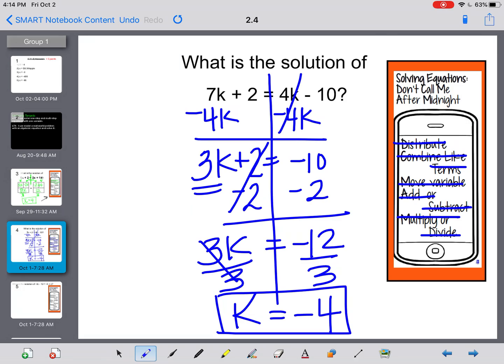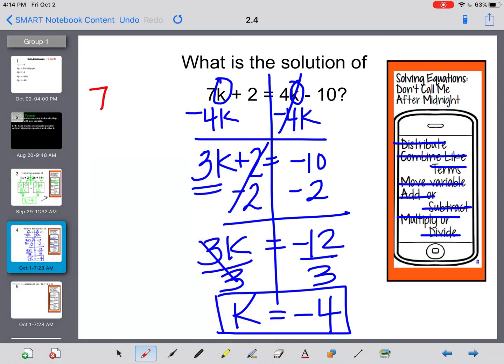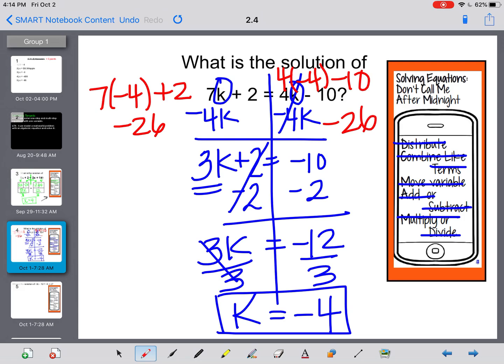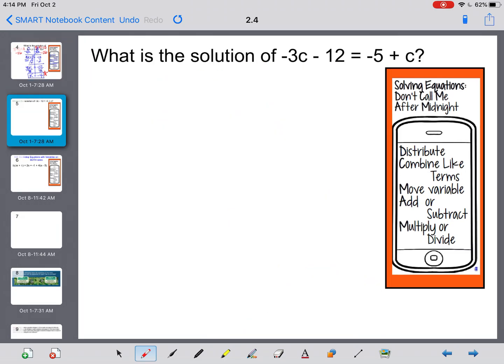Now again, just like all of the other sections in this chapter, it's a really good idea to double check to make sure you have the right answer. So you would take your negative 4 and plug it in for each of these k's. And that will tell you if you got the right final answer or not. So 7 times negative 4 is negative 28 plus 2 gives me a negative 26. 4 times negative 4 is negative 16 minus 10 is negative 26. So since they're the same, we know that this is the right answer.